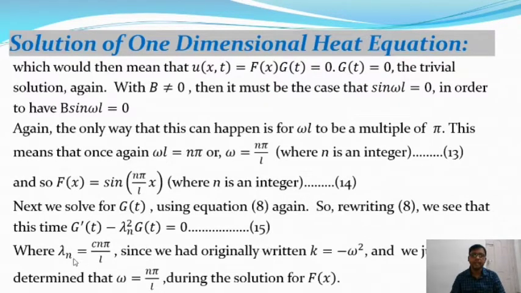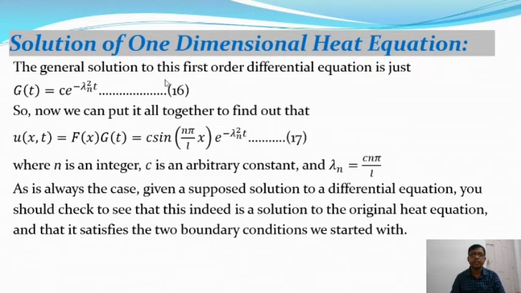Here lambda n is equal to c n pi by l. Since we had originally written k is equal to minus omega square, we just determined that omega is equal to n pi by l during the solution of f of x. After that, the general solution of this first order differential equation is g of t is equal to c into e to the power minus lambda n square into t. This is the general solution of equation 15.